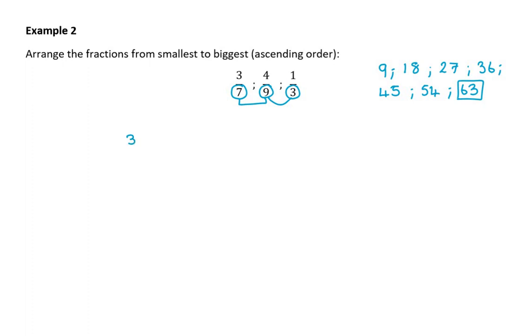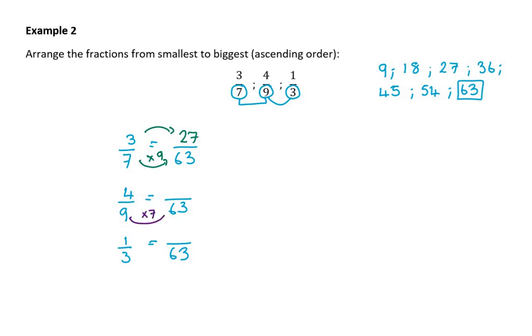I need to convert 3/7 to a fraction out of 63. I need to convert 4/9 to a fraction out of 63. And I need to convert 1/3 to a fraction out of 63. And then I can compare them. So 7 must be multiplied by 9, so 3 must be multiplied by 9. And 3 times 9 is 27. Next one, 9 must be multiplied by 7, so 4 must be multiplied by 7, which is 28. And lastly, 3 must be multiplied by 21, so 1 must be multiplied by 21.